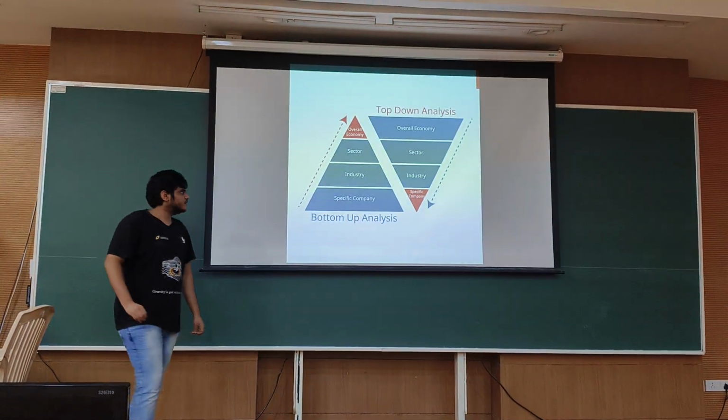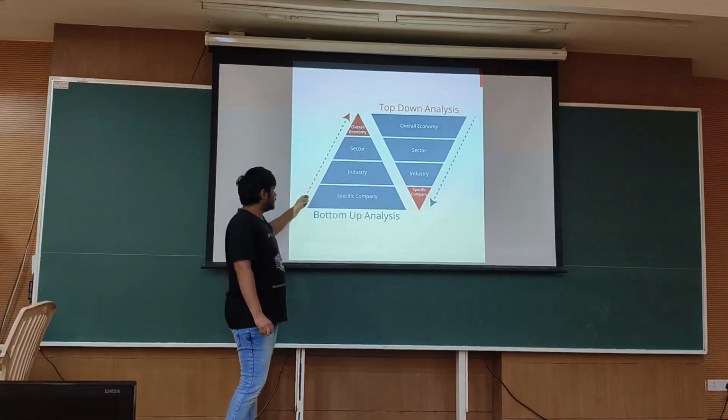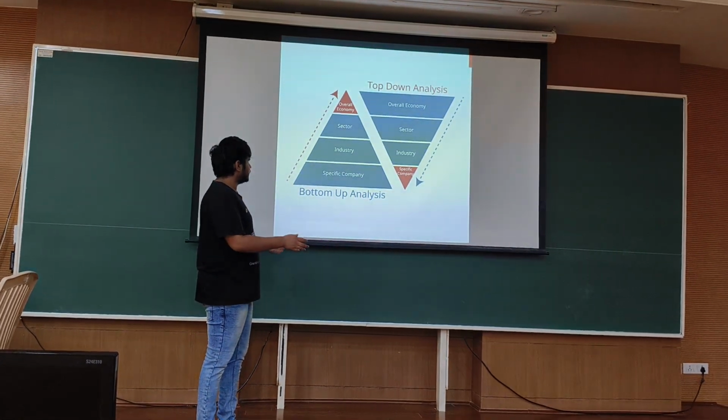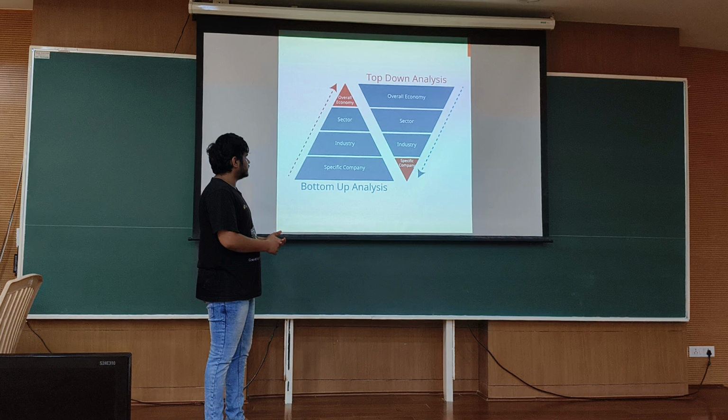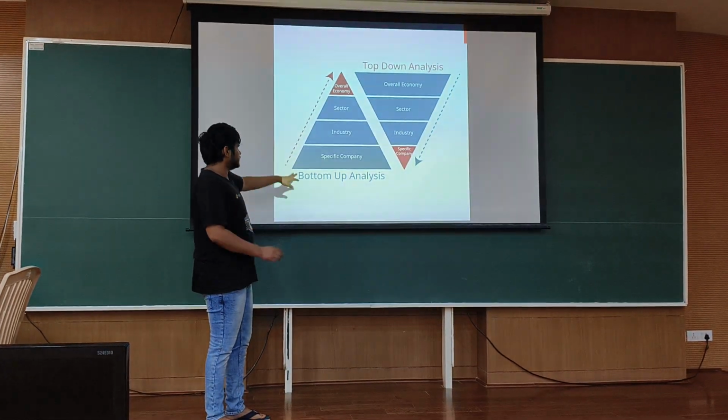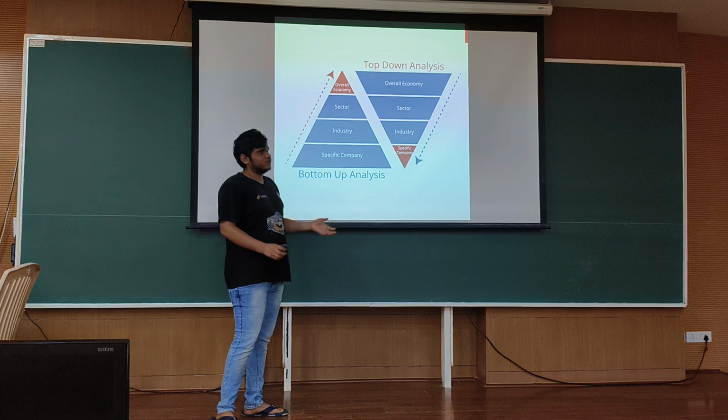And there are two different approaches. One is the bottom up and the other is the top down. So in the bottom up, first you look at a particular company, then you analyze in which industry it falls, in which sector it falls, and correlate with the overall economy. In the top down, you first start with the economy.